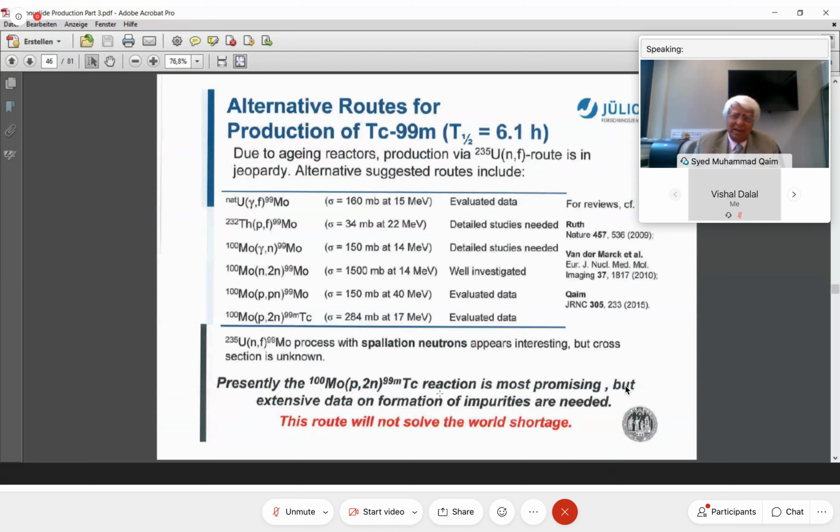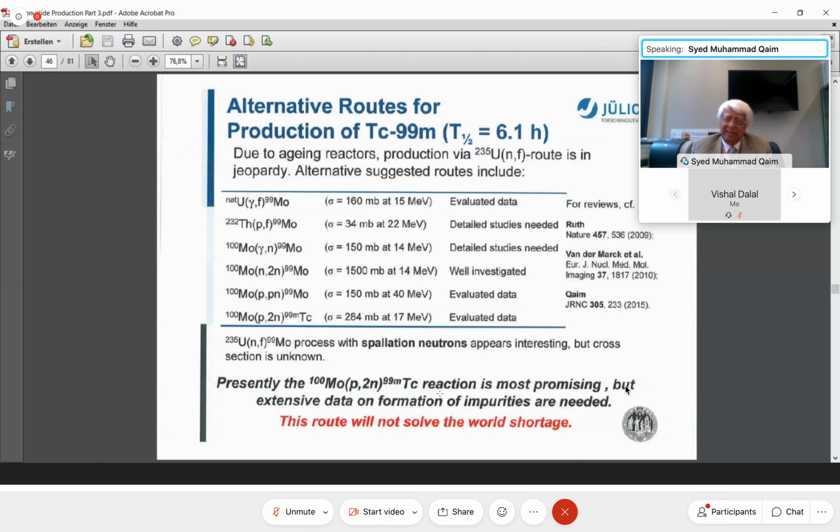Let me come to the second topic now. The first topic was the comparison between cyclotron production and reactor production. The other topic is now alternative routes for production of technetium-99m. Why?